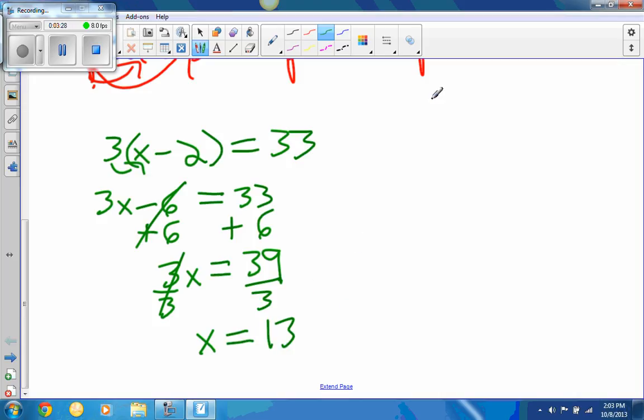And again, remember that I can check every single one of these. I can plug it back in and see if it works. Plug your 13 in and see if it works. 13 minus 2 is 11. Is 3 times 11 33? Yes, so it worked.